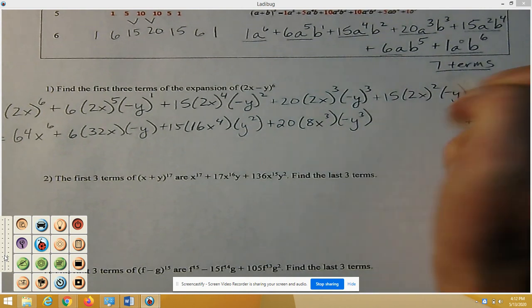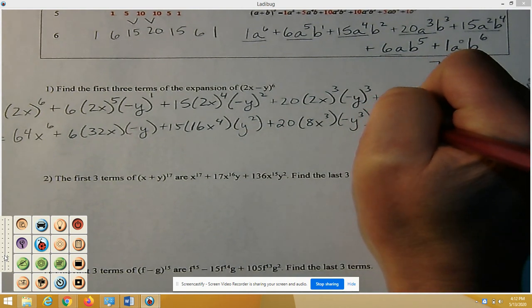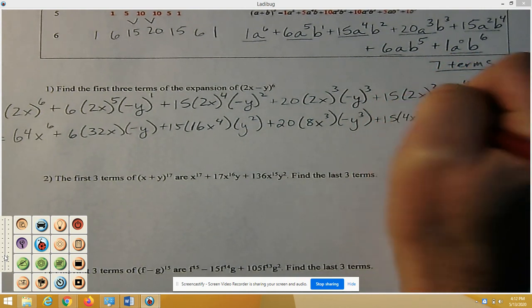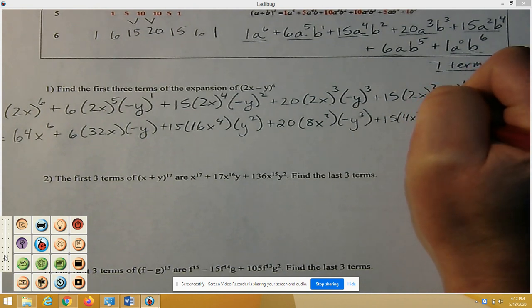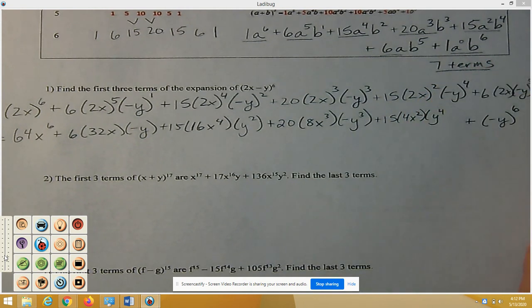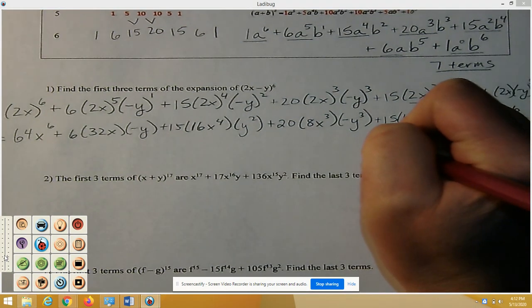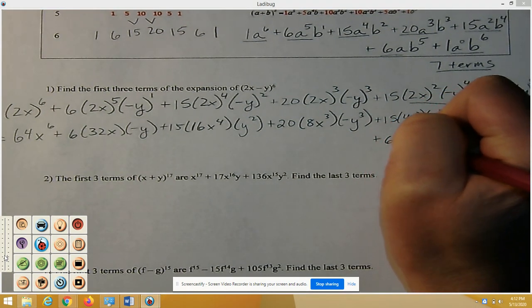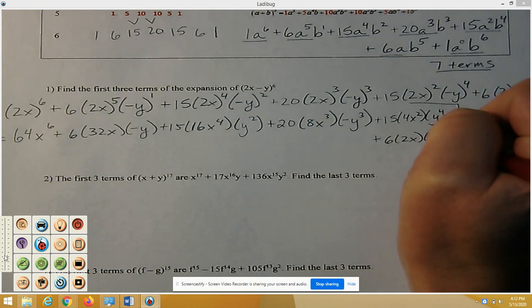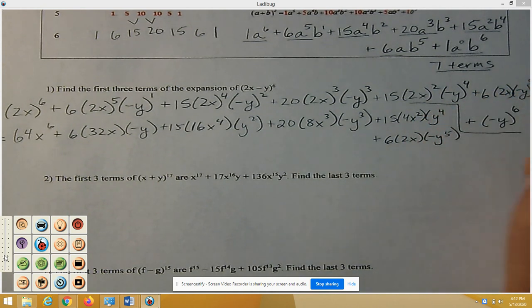Let's see if I can try to get this to fit. Plus 15 times 4x squared, and then y to the 4th. Totally not making it, so this goes with that row. All right, and then plus 6 times 2x times negative y to the 5th. And then this one's just going to be plus y to the 6th.